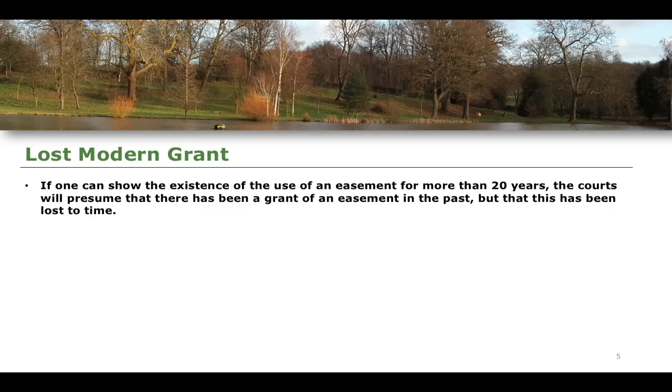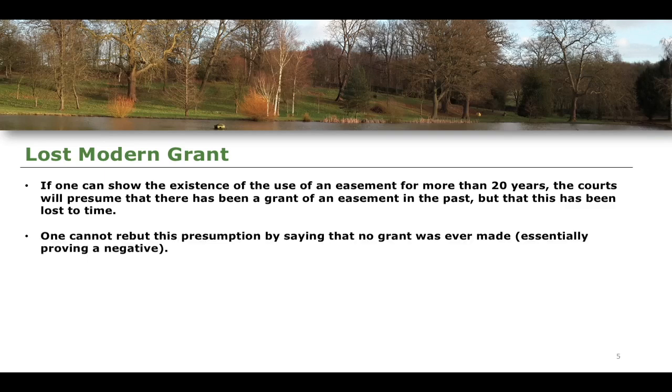The courts will respond and go, well, okay, if you can show that it has been used for more than 20 years, but you can't show me that there is any title deeds or any grant of that easement itself, then we will just presume that there has been a grant of that easement in the past and that just has been lost, okay? Now, the interesting thing here is no one can rebut this presumption by saying that no grant was ever made, essentially trying to prove a negative to suggest that there was no grant ever made.